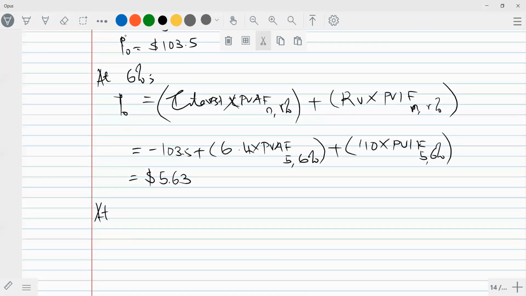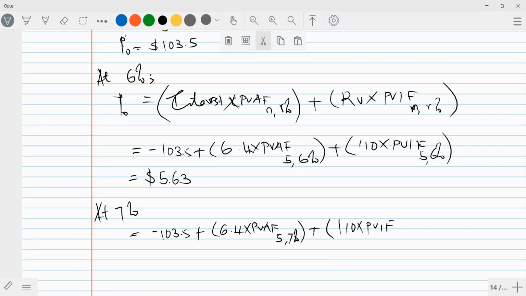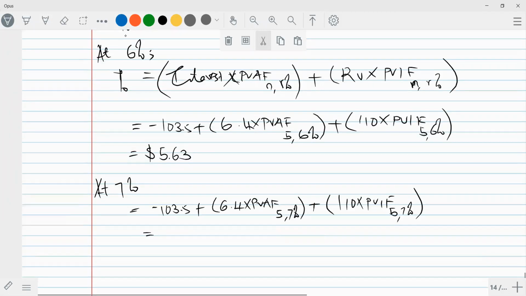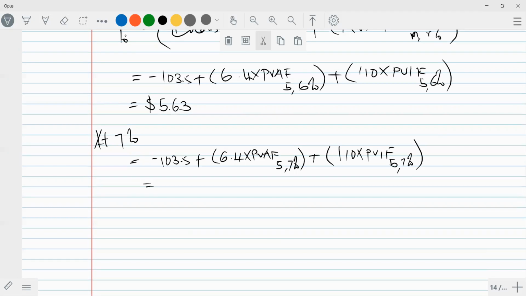What if we discount at 7%? This is just a trial. You can use 8% in case you prefer, but let me use 7%, to be equal to 103.5 plus 6.4 times the present value annuity factor, 5 years, 7%, plus 110 times the present value interest factor, 5 years, 7%. What do we get? And we get positive 1.17 of a dollar.